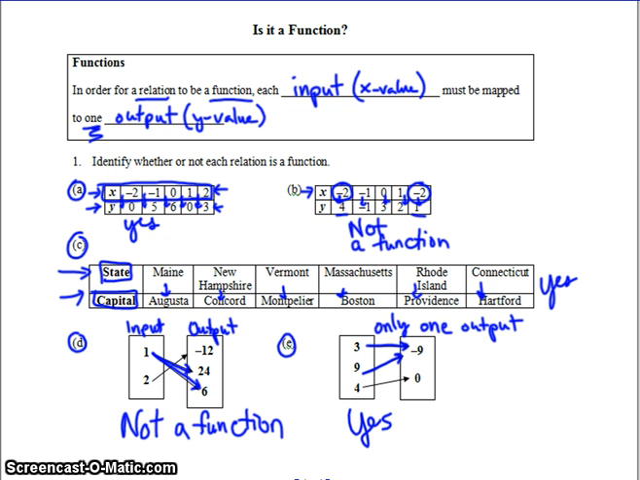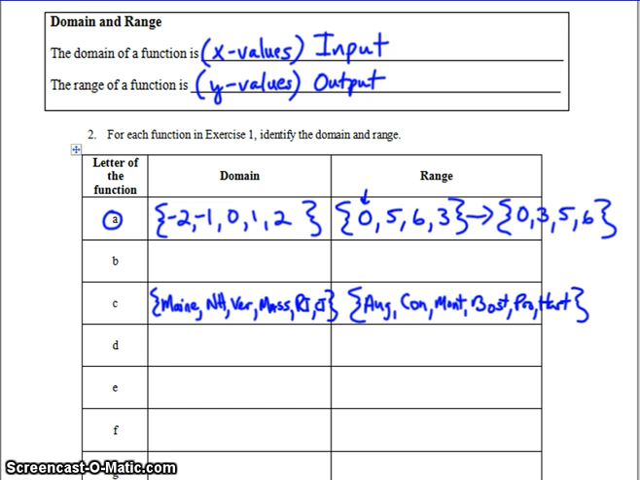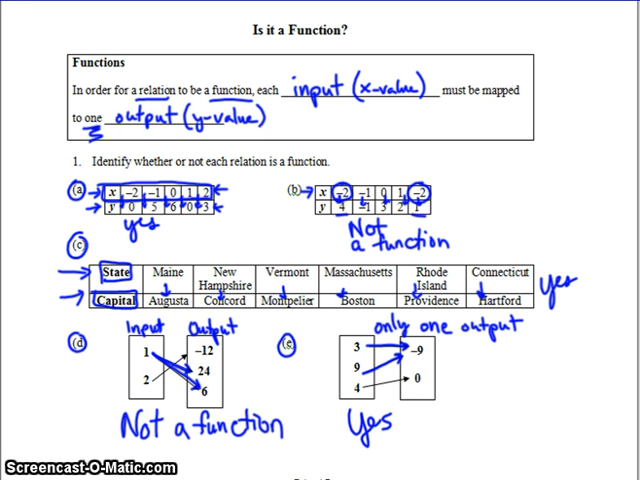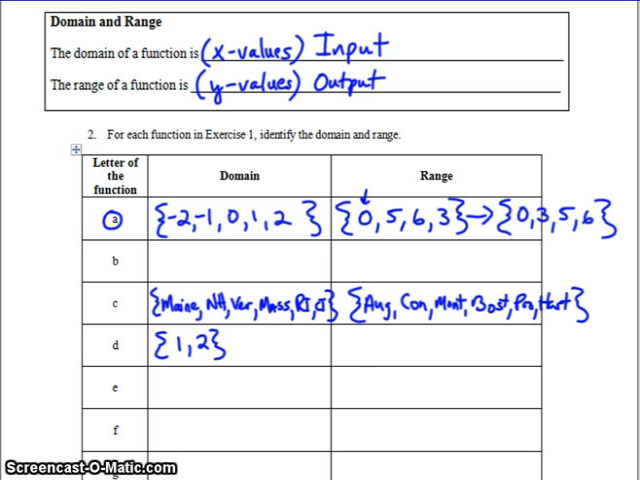D, let's see, D. I'll do D. The input is 1 and 2, real easy. The output is negative 12, 24, and 6. Negative 12, 6, and 24. You do E on your own.